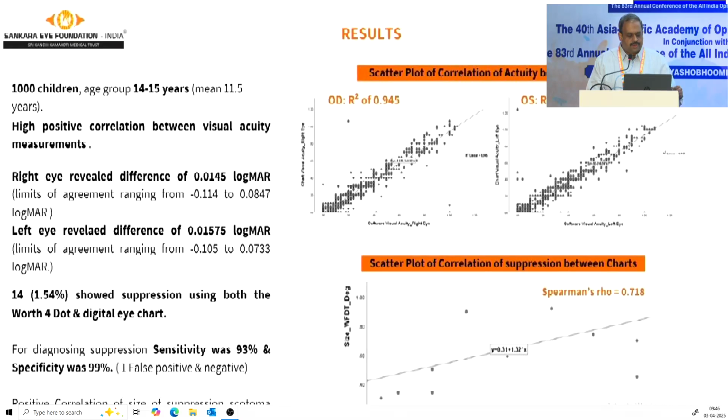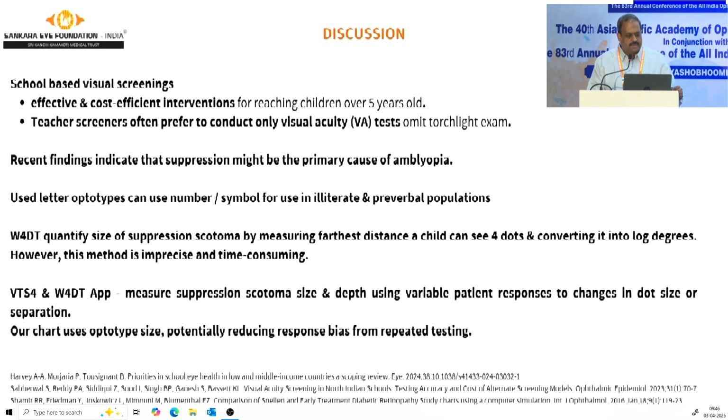14 children showed suppression scotoma, both using the Worth 4 dot and the digital eye chart. And sensitivity was 93% and specificity was 99%. We had one false positive and one false negative. We also were able to correlate the size of the suppression scotoma.